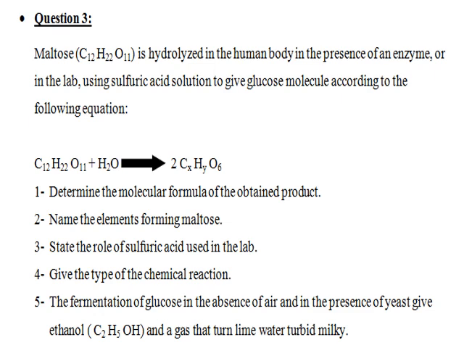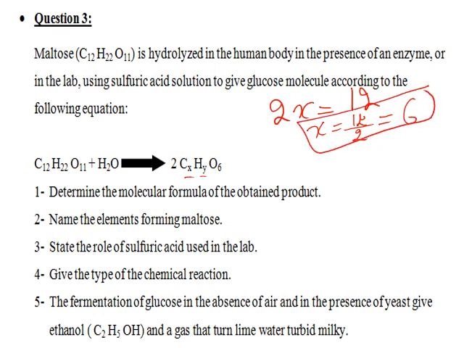C12H22O11 plus H2O gives 2CXHYO6, where X and Y are unknown. How many carbons do we have in the reactants? We have 12. Here we have 2 times X, so 2X equals 12. So X equals 12 divided by 2, which is 6.